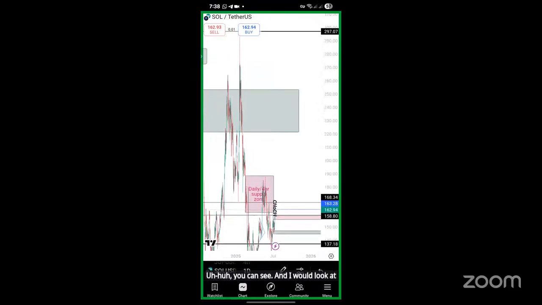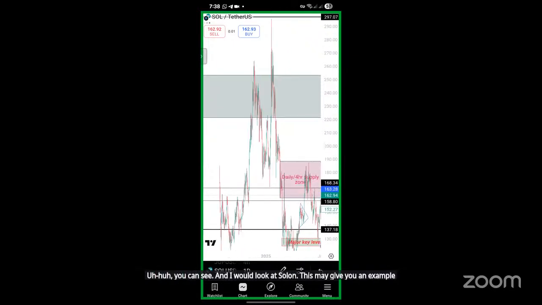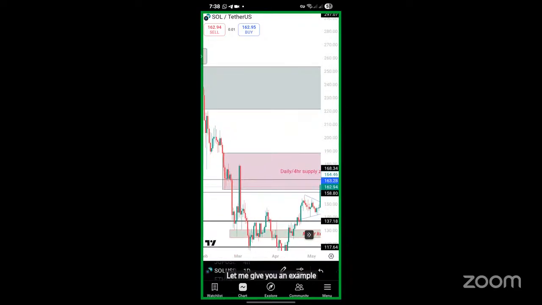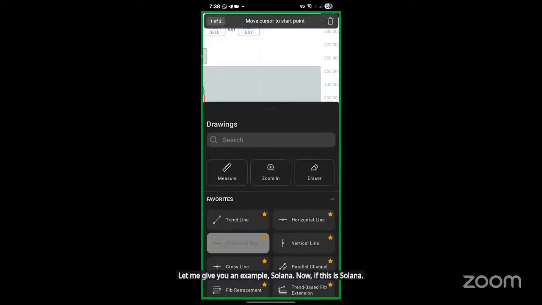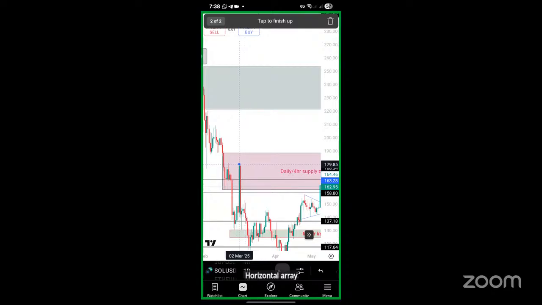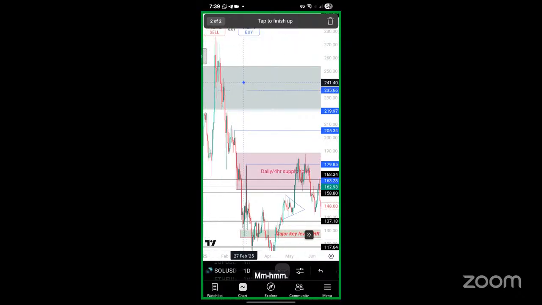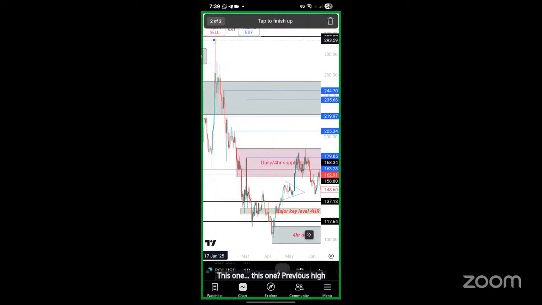Let me give you an example on Solana. Now, if this is Solana, horizontal ray, previous high, this one, previous high, this one, previous high, this one. Okay, I leave.